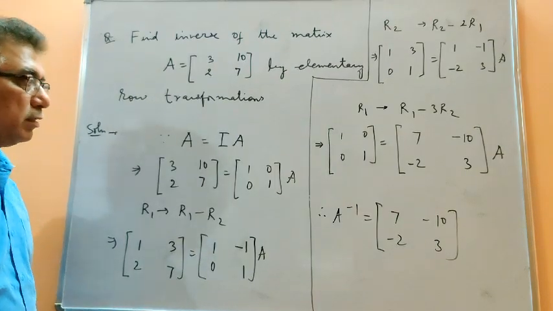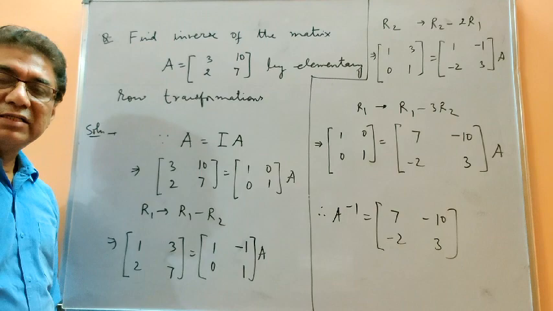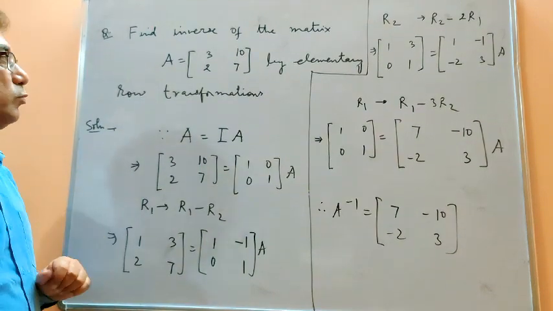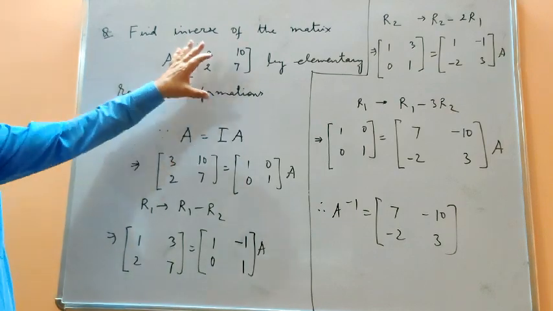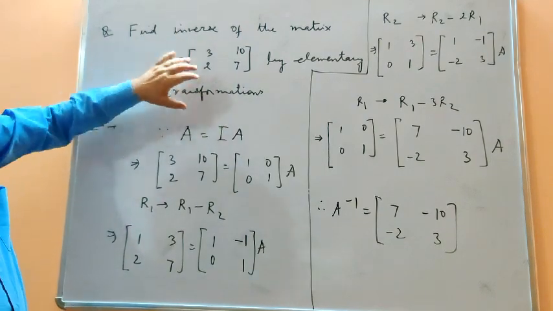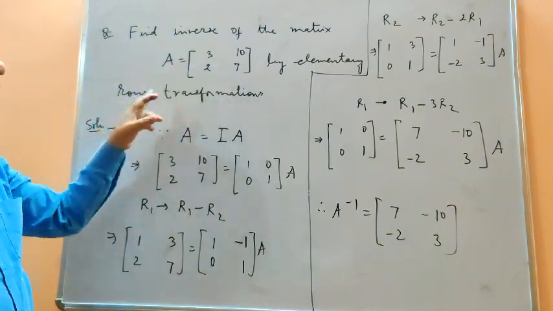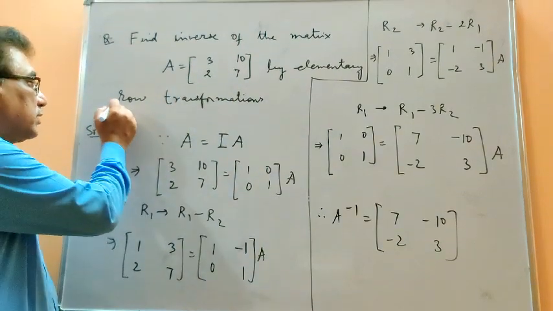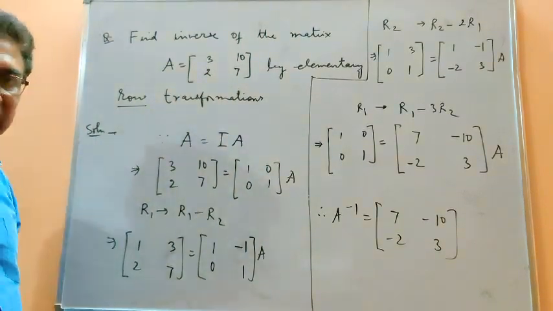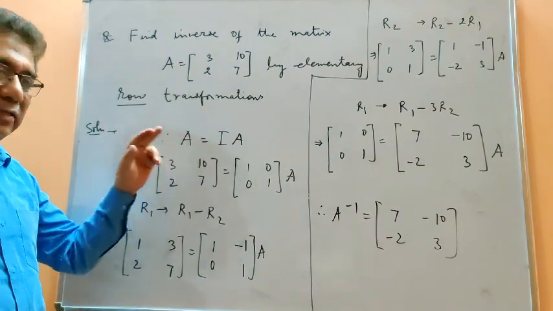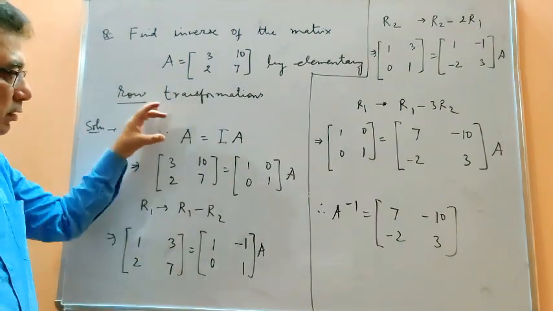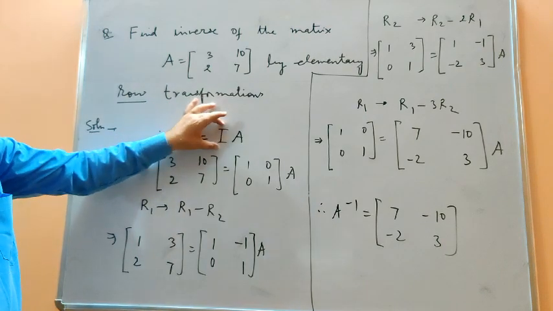Now for the practical understanding, I have taken one question of order 2 matrix. We have to find the inverse of this matrix by elementary row transformation, which is clearly written. We have to apply row transformations. Now, according to the previous algorithm which I have given, A must be written as identity matrix into A.